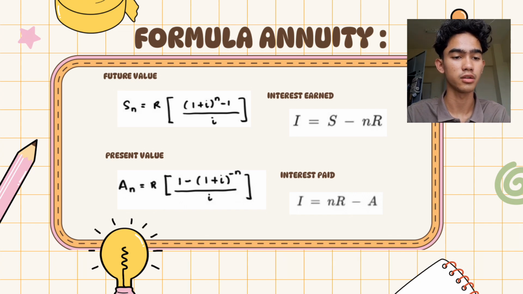First is the future value formula, which is S equals R multiplied by ((1 plus i) to the power of n, minus 1) divided by i. And the interest earned formula is I equals S minus n multiplied by R. And the present value formula is A equals R multiplied by (1 minus (1 plus i) to the power of negative n) divided by i. And the interest paid, which is the interest charge formula, is I equals n multiplied by R minus A.